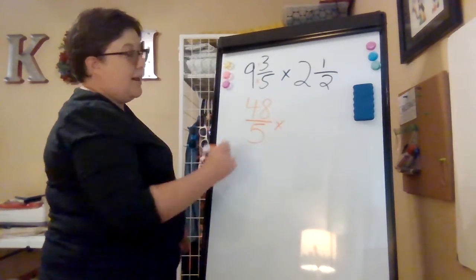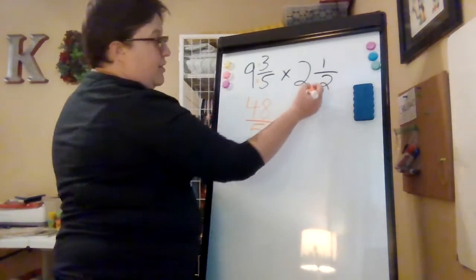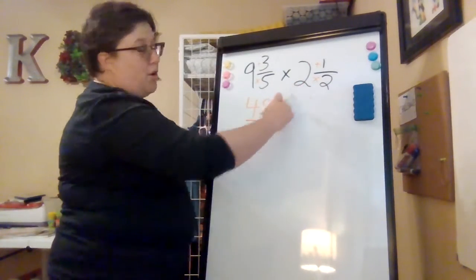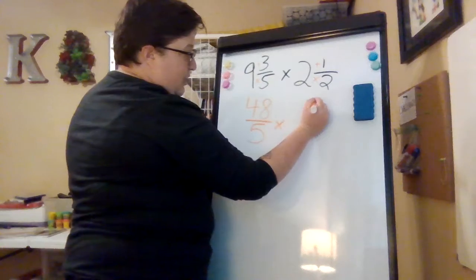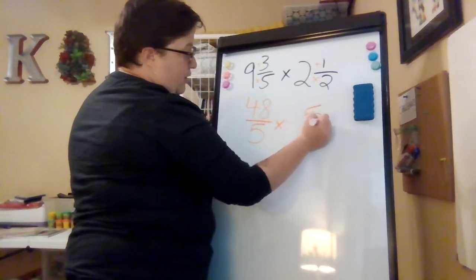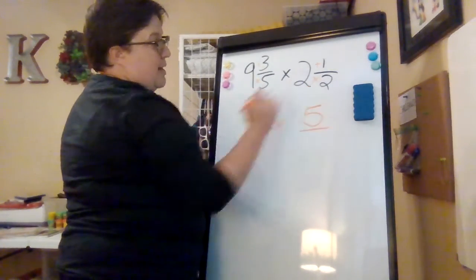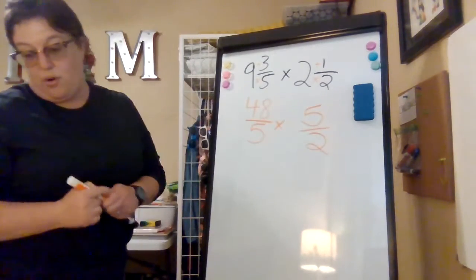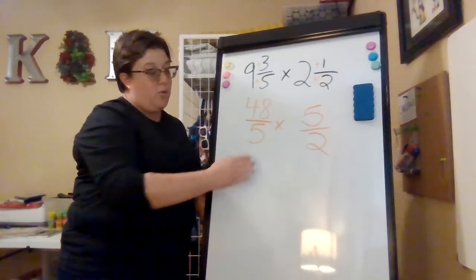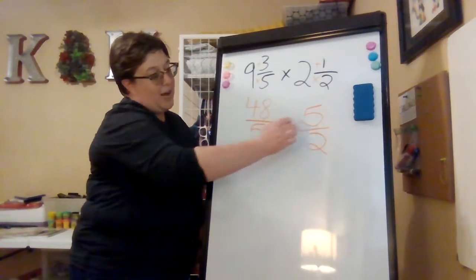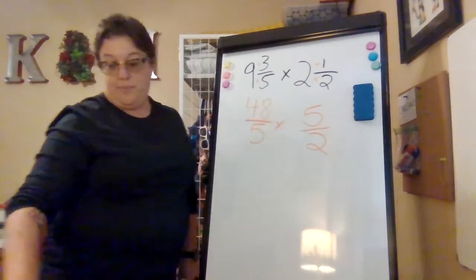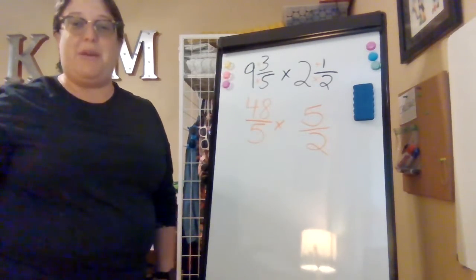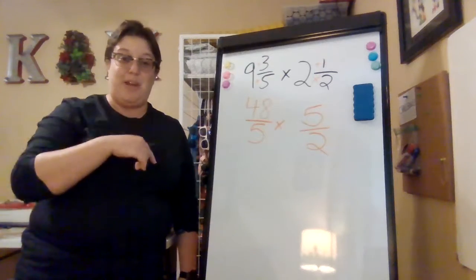Next, we're going to do the same thing with 2.5. We're going to do 2 times 2 plus 1. 2 times 2 is 4, plus 1 is 5. So that gives us a new numerator of 5. And we keep the same denominator of 2, so 5 over 2, or 5 halves. So the new problem that we're working with is 48 over 5 times 5 over 2. But now we've made it into what we already know how to do from yesterday.